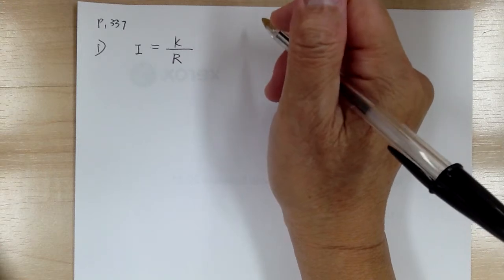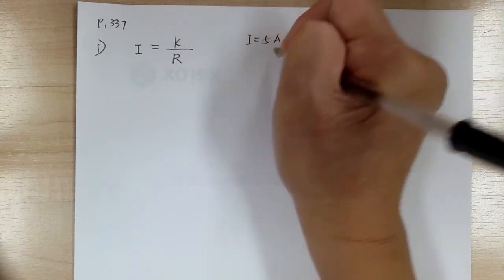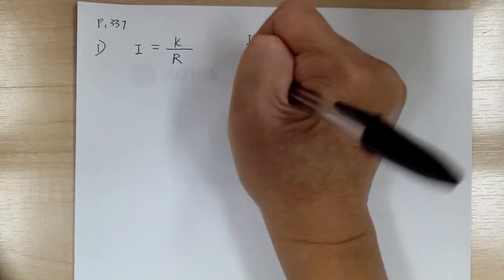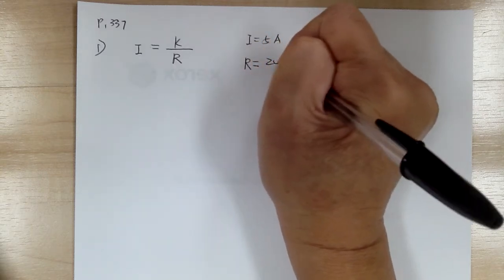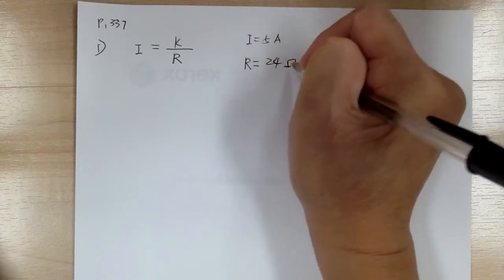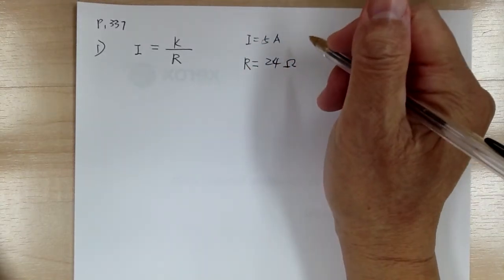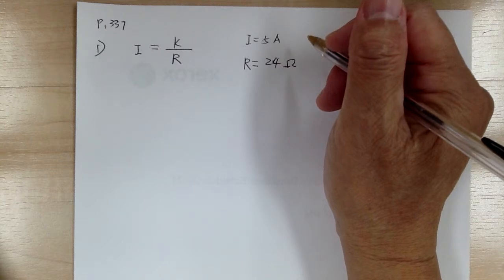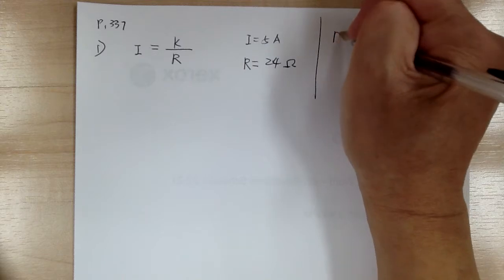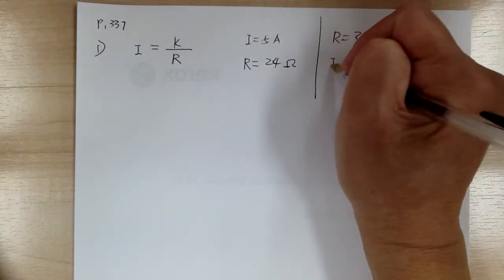It says if the current is 5 amps, so A is the amps, when the resistance equals 24. Now the horseshoe symbol, that is the label for the resistance. This is ohms. For what resistance would it be 6 amps?